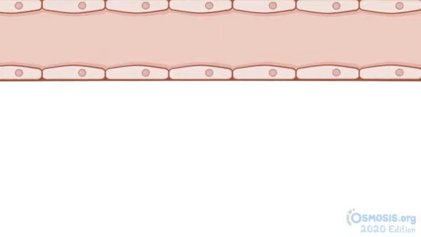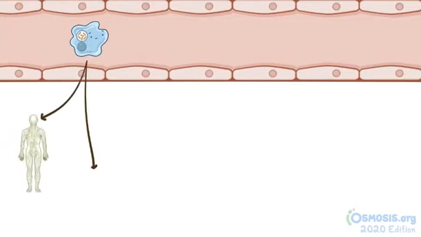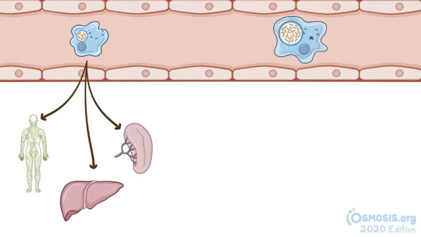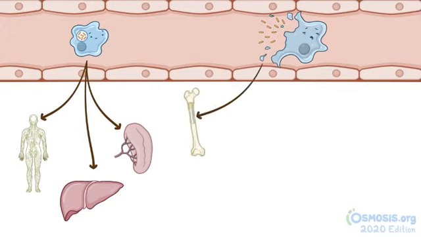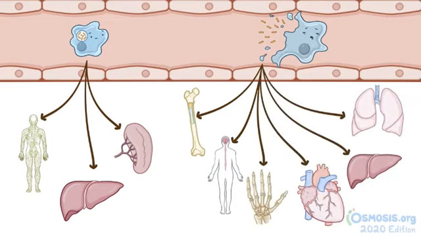Now, the ability to survive and replicate inside macrophages also makes it able to travel through the bloodstream to multiple organs, such as lymph nodes, liver, and spleen. Additionally, when the macrophage becomes too small for the growing number of C. burnettii, it bursts, releasing the bacteria into the bloodstream. And from there, the bacteria can spread to other organs, such as bone marrow, central nervous system, bones, heart, liver, and lungs.